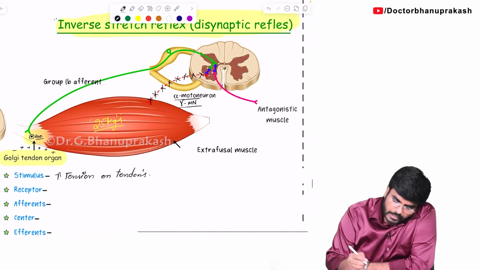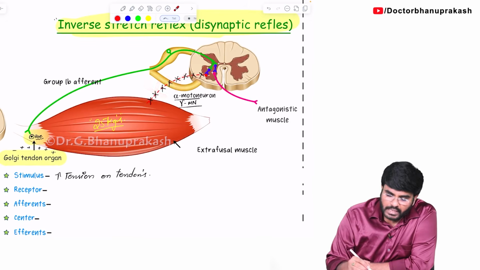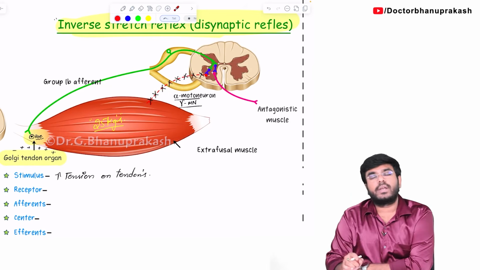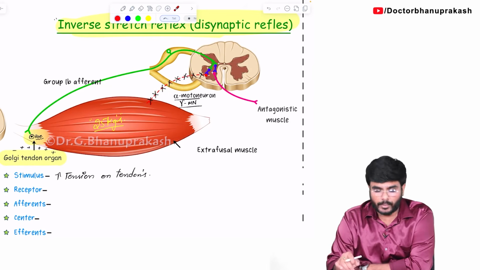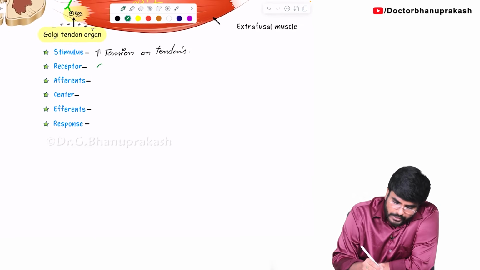Now tell me, the alpha motor neuron and the gamma motor neuron of this particular muscle are inhibited. Without the alpha and gamma motor neurons, do you think the muscle can contract? No, the muscle is not going to contract. The muscle cannot contract without alpha and gamma motor neurons. The receptor in this condition is the Golgi tendon organ. It is detecting the tension on the tendons.